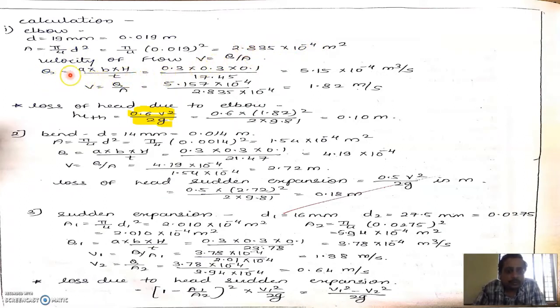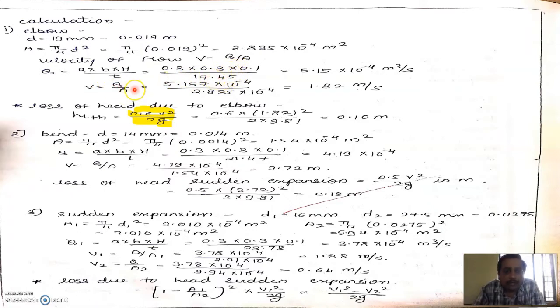We need to find the Q. So Q is equal to what? A into B into H by T. A is 0.3, that is already given in the observation, and B is 0.3, H is 0.1. This 0.1 is nothing but a 10 centimeter rise of water level, and this 17.45 is the time taken to rise that water level. So that has been noted down here.